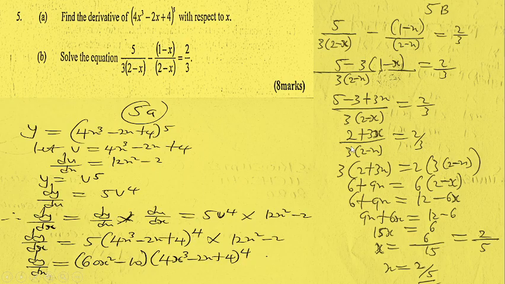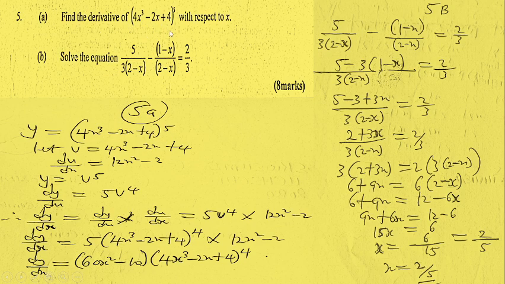Let's move to the next question, which is question number 5. The question says: find the derivative of (4x cubed minus 2x plus 4) raised to power 5 with respect to x. The question is on differentiation, and it is a function of a function question. We have a function within another function.